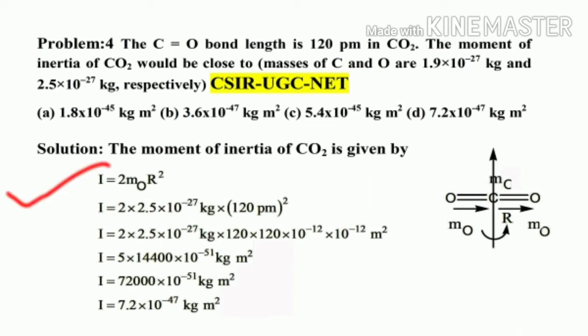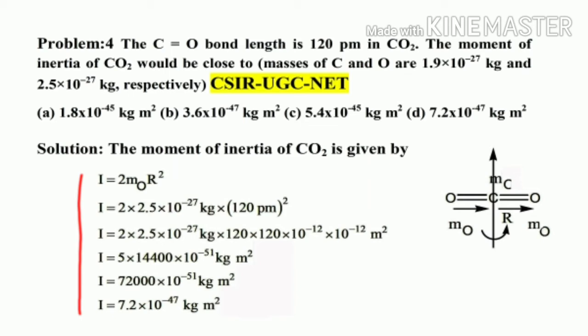We know that for this type of linear molecule, I is equal to 2 into mass of oxygen into r square. So this implies I is equal to 2 into 2.5 into 10 to the power minus 27 kilogram into 120 picometer square. So this implies I is equal to 2 into 2.5 into 10 to the power minus 27 into 120 into 10 to the power minus 12 whole square kilogram meter square.